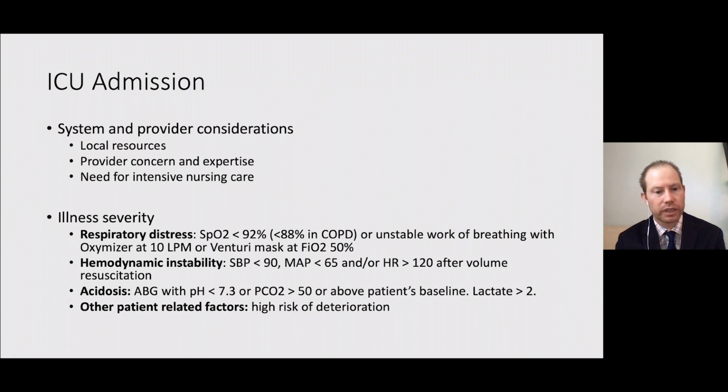In general, though, if we want to put numbers to things, patients who have respiratory distress, who have unstable work of breathing, despite using an oximeter at 10 liters per minute, we'll talk about an oximeter and what that is in just a moment, or a Venturi mask, are probably those that need to go to the intensive care unit. And obviously hemodynamic instability and the requirement of vasopressors, so hemodynamic instability after volume resuscitation. Talked about acidosis, and then other patient-related factors. So patients who have a high risk of deterioration because they have a lot of comorbid disease or other issues.